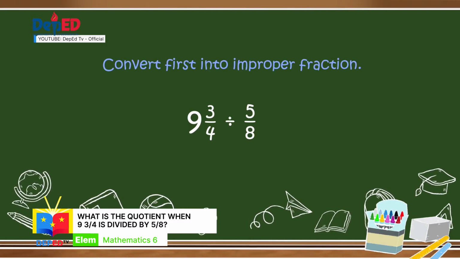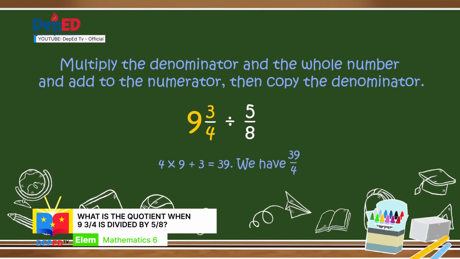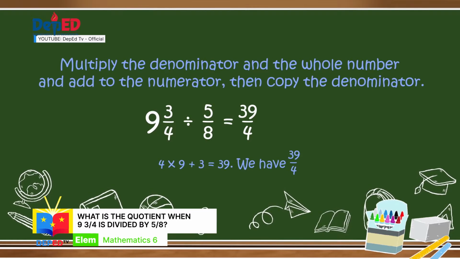Since the given dividend is a mixed number, let's convert first into improper fraction. In changing mixed number into improper fraction, multiply the denominator by the whole number and add to the numerator. Then, copy the denominator, 9 3/4 equals 39/4. We can divide now 39/4 by 5/8.